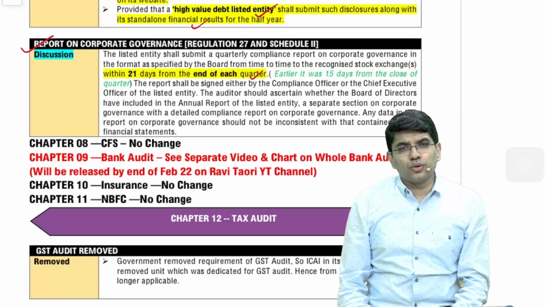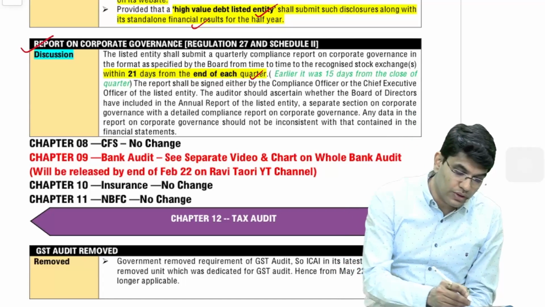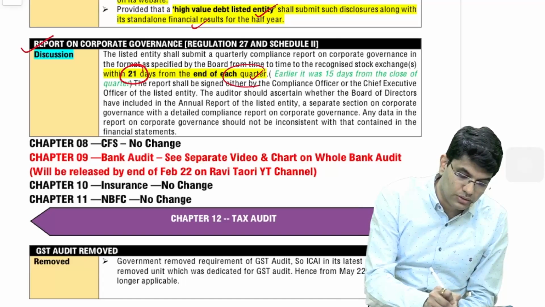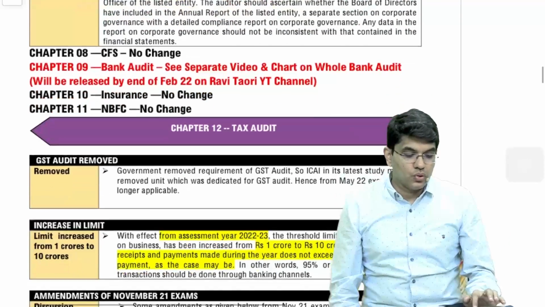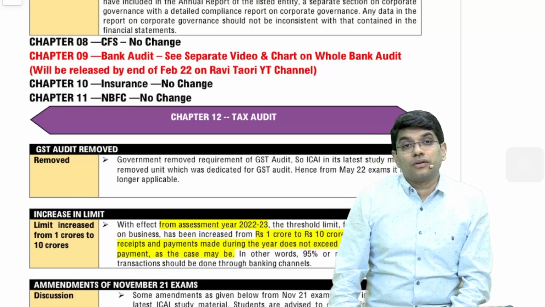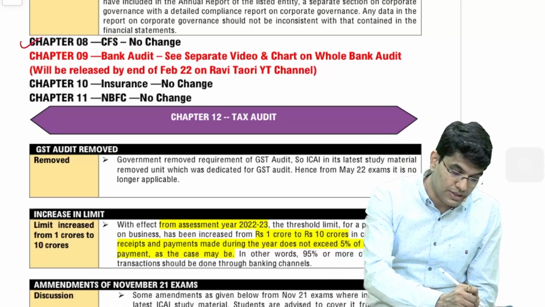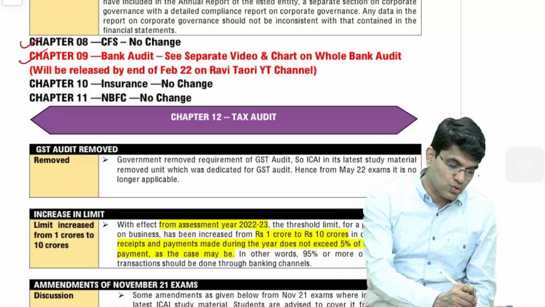Then report on corporate governance. We all know that the report on corporate governance needs to be submitted. Only the number of days has changed, within 21 days from the end of each quarter. No change in consolidated financial statements. And with respect to bank audit, we have planned to make a separate video on that, so please wait patiently for it. Insurance, there is no change.